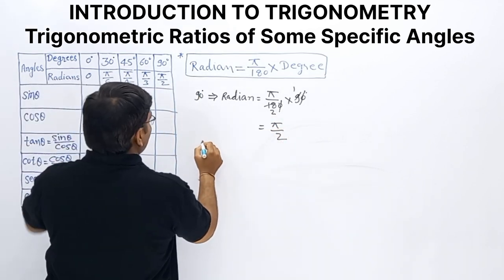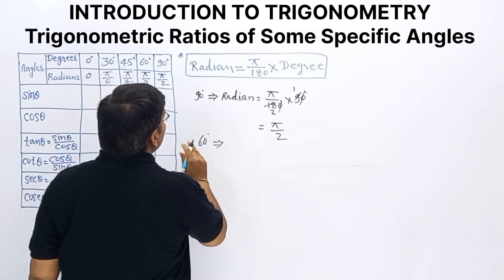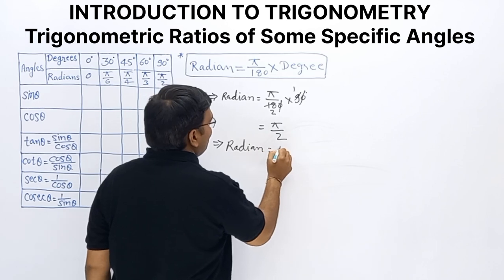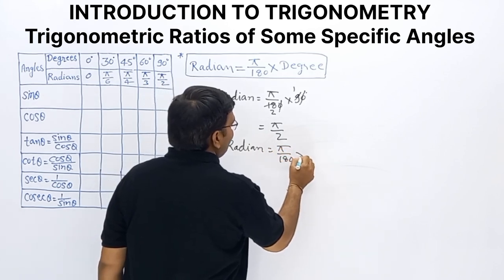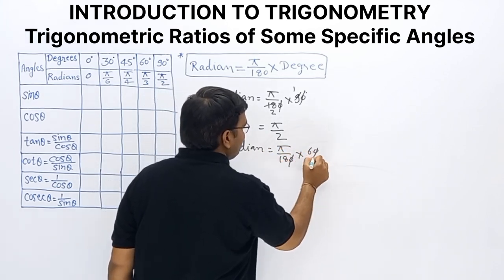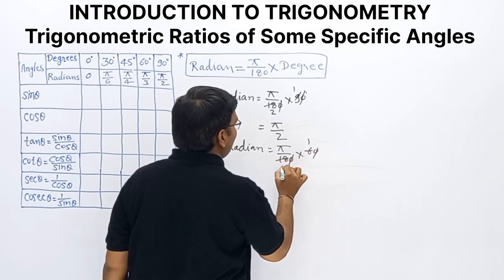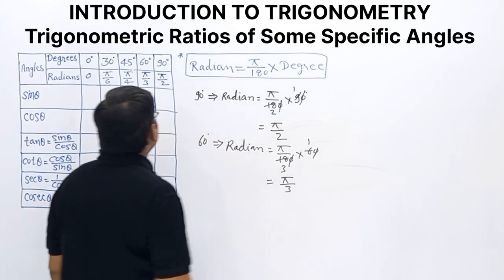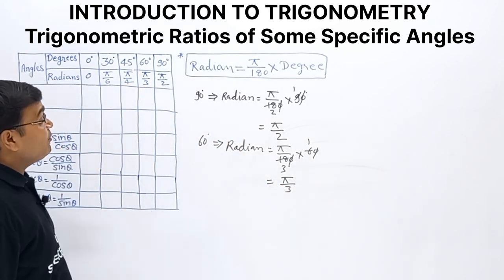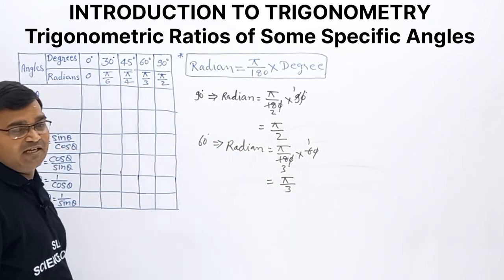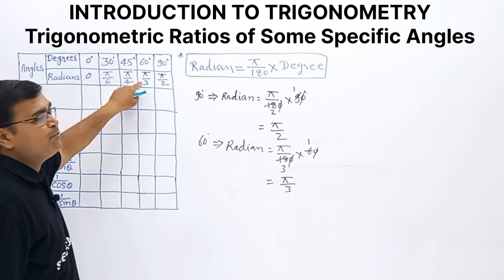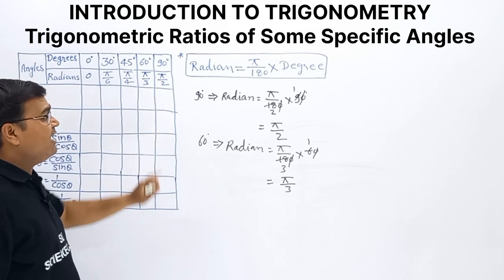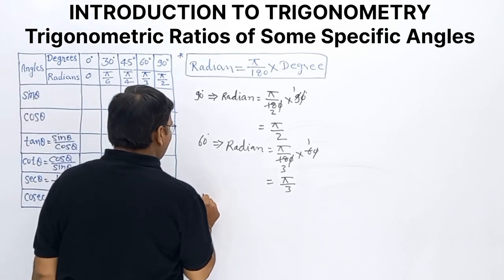Now I am taking 60 degree. How will we convert 60 degree into radian? Radian equals pi upon 180 into 60. 0 and 0 cancel, one time it goes and 3 times it goes. So 6 threes are 18, pi upon 3. Pi upon 3 is the radian of 60 degree. So 60 degree and pi upon 3 are both the same; one is in degree and one is in radian. Clear?